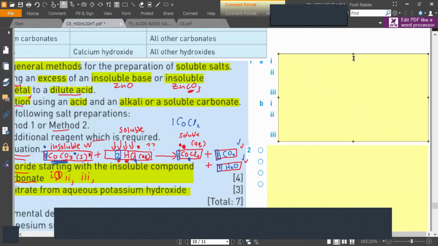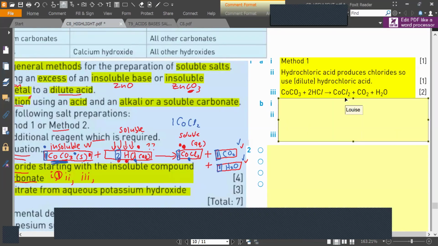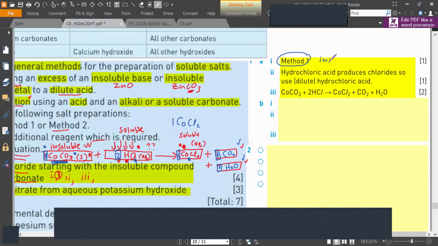We can check the answers, just now what we worked out. We will choose method 1 because this is insoluble plus soluble. The additional reagent, we need to add hydrochloric acid in order to get the chloride. Balanced equation: cobalt carbonate plus 2 hydrochloric acid forms cobalt chloride salt plus carbon dioxide and water.